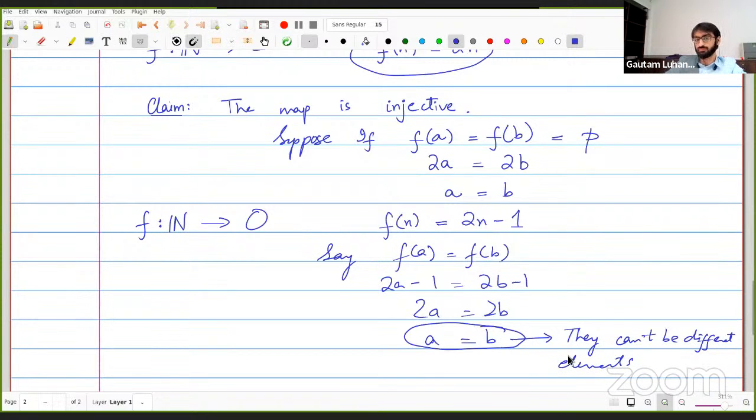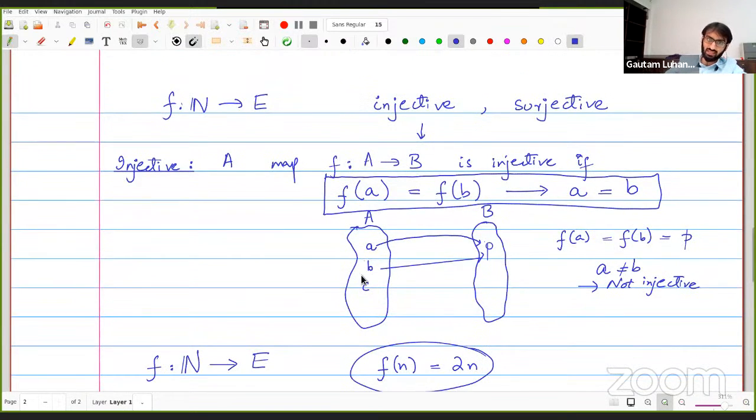So this is proving to you that if you were to suppose, for the sake of argument, that these 2 objects A and B have the same image, then you would be forced to conclude that this is actually one and the same element. It's not 2 different elements. Okay.